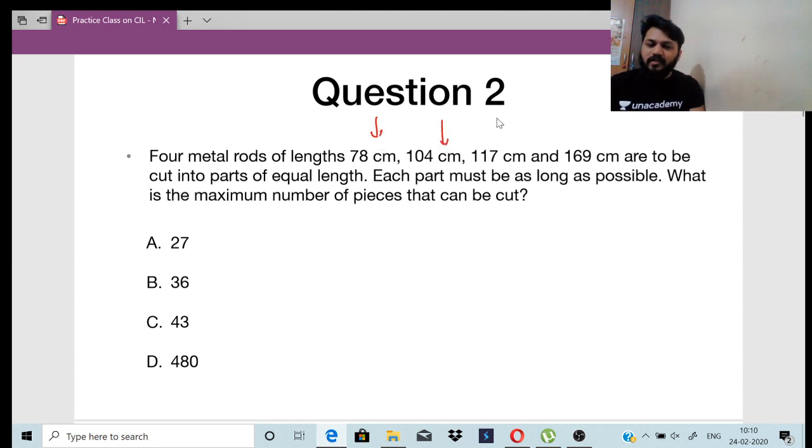Four metal rods of length 78 centimeter, 104 centimeter, 117 centimeter and 169 centimeter are to be cut into parts of equal length. Each part must be as long as possible. What is the maximum number of pieces that can be cut? There are four metal rods 78, 104, 117 and 169 which are to be cut into parts of equal length. Each part must be as long as possible. What is the maximum number of pieces that can be cut?